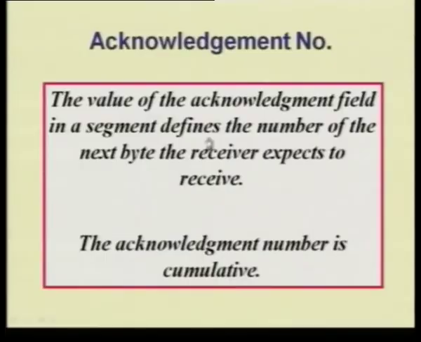Now coming to acknowledgement numbers, the value of the acknowledgement field in a segment defines the next byte that the receiver expects to receive, and the acknowledgement number is always cumulative. So we always say that we use cumulative acknowledgements in TCP. That is, if I have received up to 200 bytes, then I always give an acknowledgement number of 201, saying that the next byte I expect is 201.